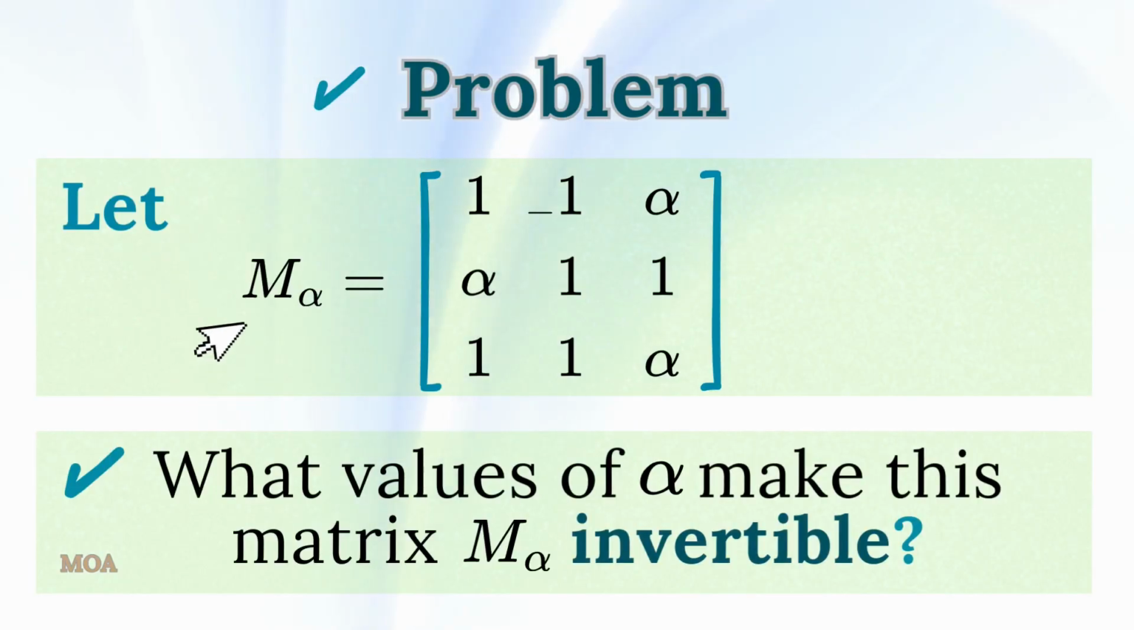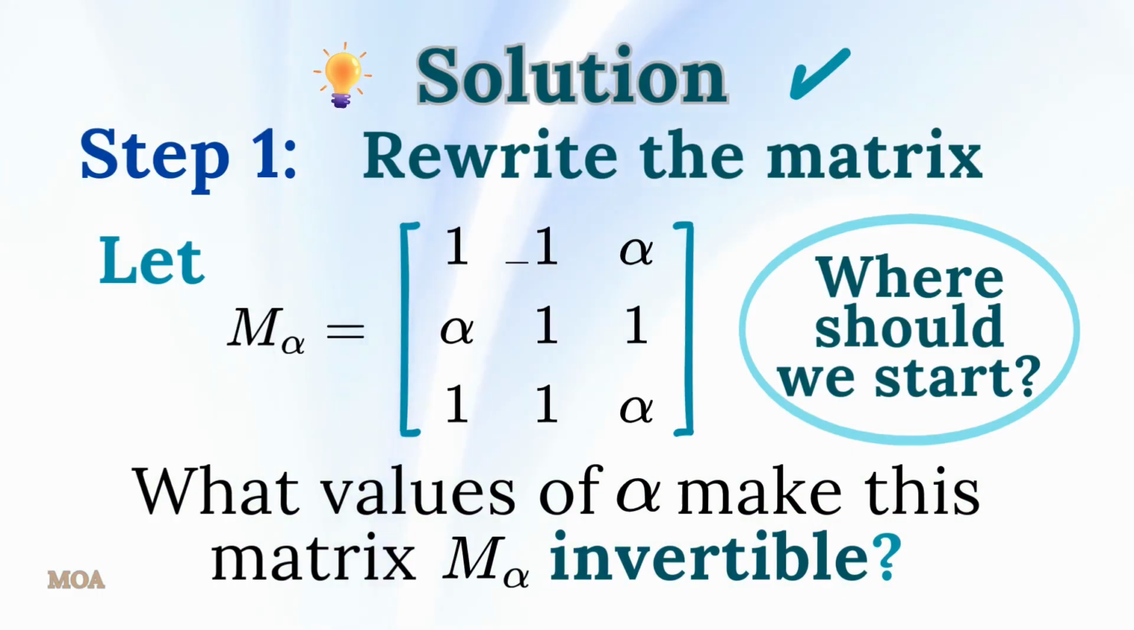In this problem, consider this matrix M sub alpha. The question is, what values of alpha make this matrix invertible? Now, let us begin the solution of this problem. First, rewrite this matrix. Many students ask me, where should we start this problem?